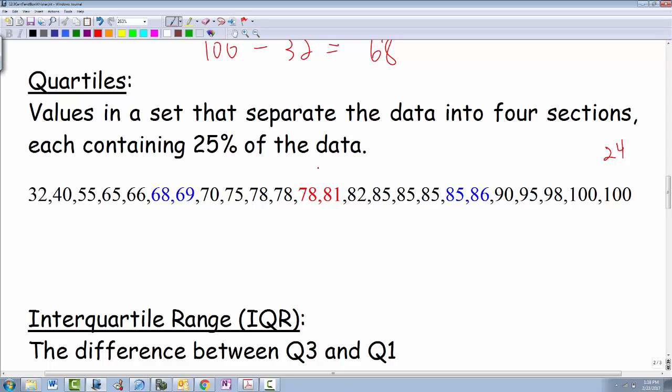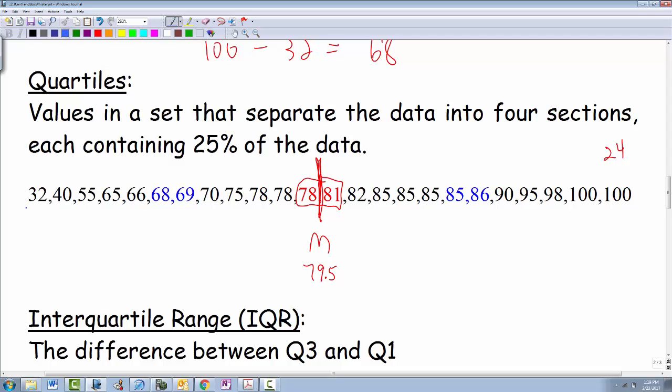Here, this is smack dab in the middle. So let's find that median first. The 12th and the 13th number are in the median position, so I have to find the average of them. So the median is 79.5.